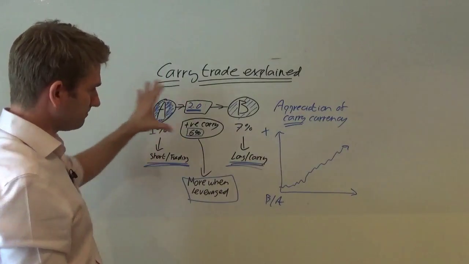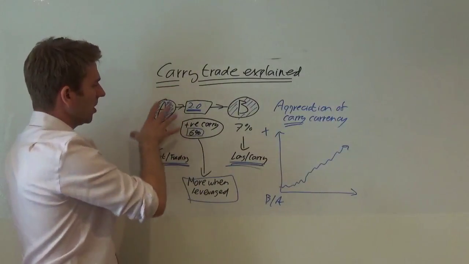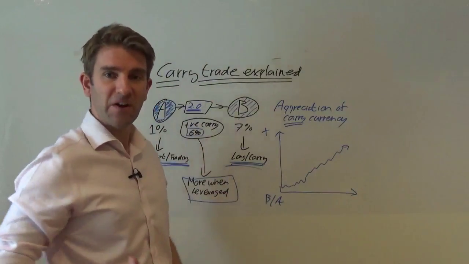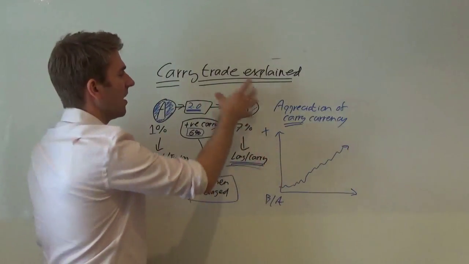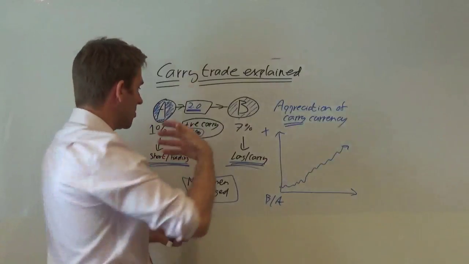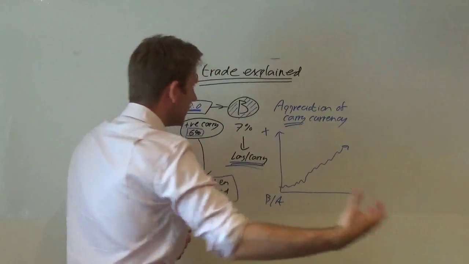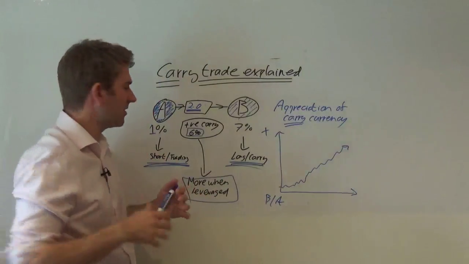Just some terminology. The currency with the low interest rate that we're borrowing is the funding currency, or the short currency. That's the one being used to fund the other currency, which is called the long, or the carry. So we fund in the low interest rate and we carry in the high interest rate, because that's what we want to get the money out of and pay back the one that's in the low.